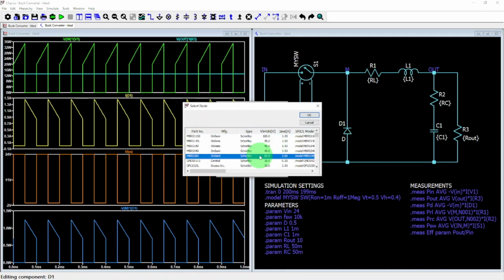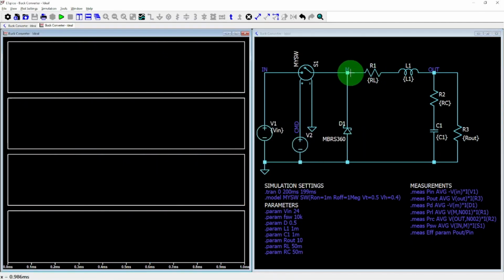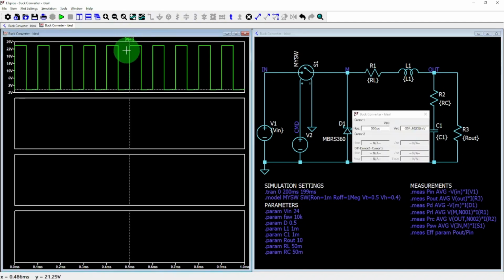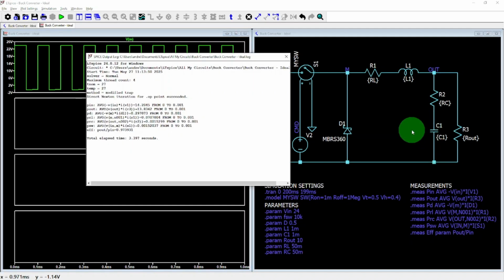Let's replace it with a Schottky diode and rerun the simulation. We now see the forward voltage drop is down to around 350 millivolts. Bringing up the log, we can confirm that this has improved the converter efficiency to 97%.